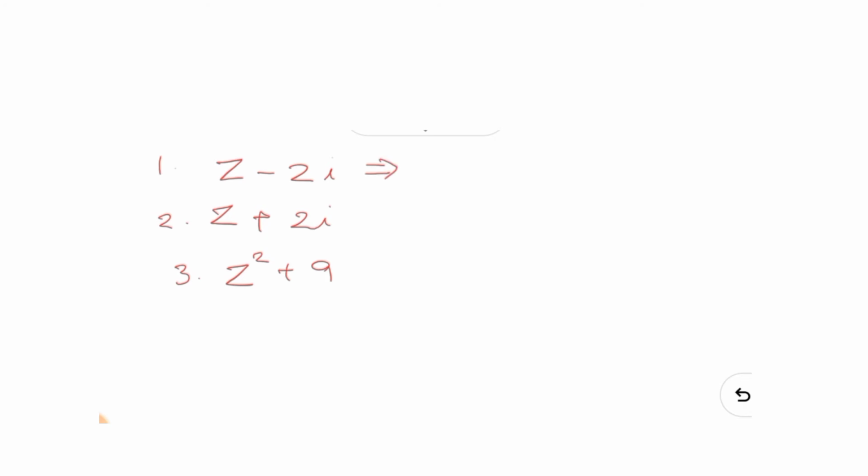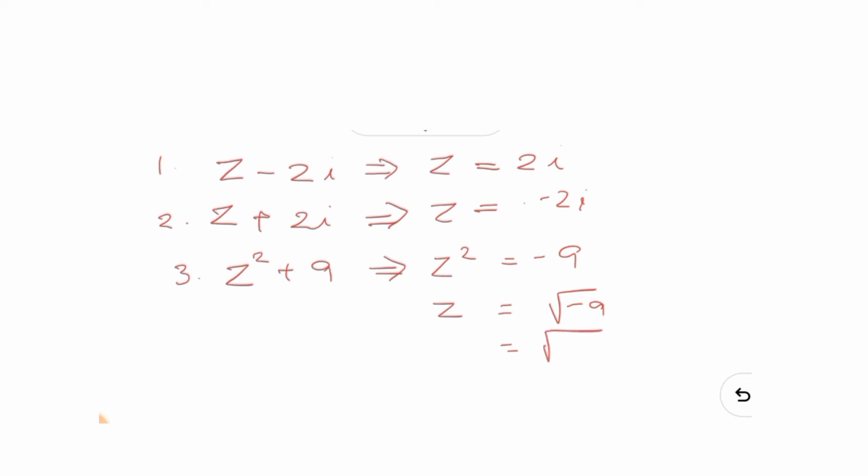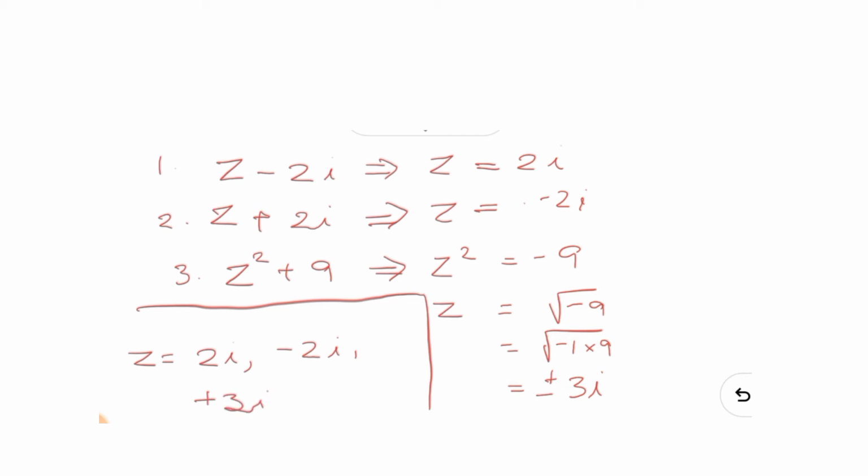And from the first factor we can say z is equal to 2i will be the root, and from the second factor we get z is equal to minus 2i, and from the third factor we get z square is equal to negative 9, or z is equal to square root of negative 9, which is square root of negative 1 multiplied by 9. We get it as plus or minus 3 into root of minus 1 is i. So here we get all the roots, which are z is 2i, z is minus 2i, z is plus 3i, and minus 3i as the solutions.